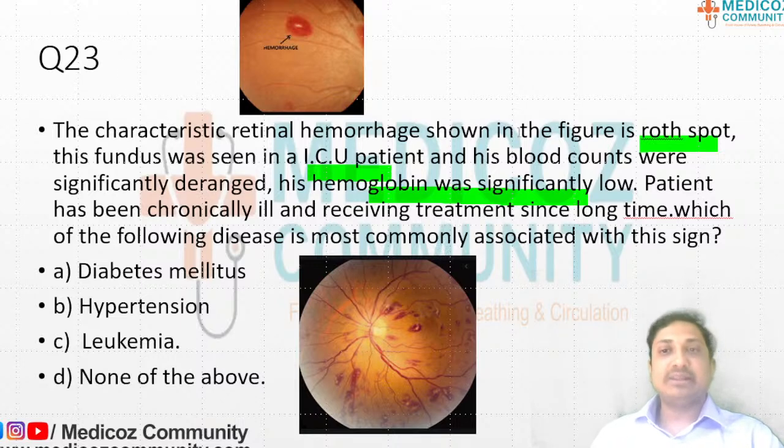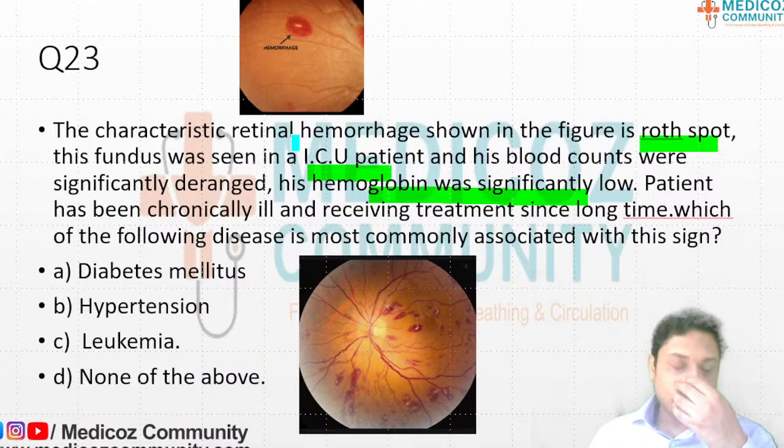The characteristic retinal hemorrhage shown in the figure is Roth spot. The fundus was seen in an ICU patient and his blood counts were significantly deranged. His hemoglobin was significantly low. The patient has been chronically ill, receiving treatment since a long time. Which of the following diseases is most commonly associated with this sign?